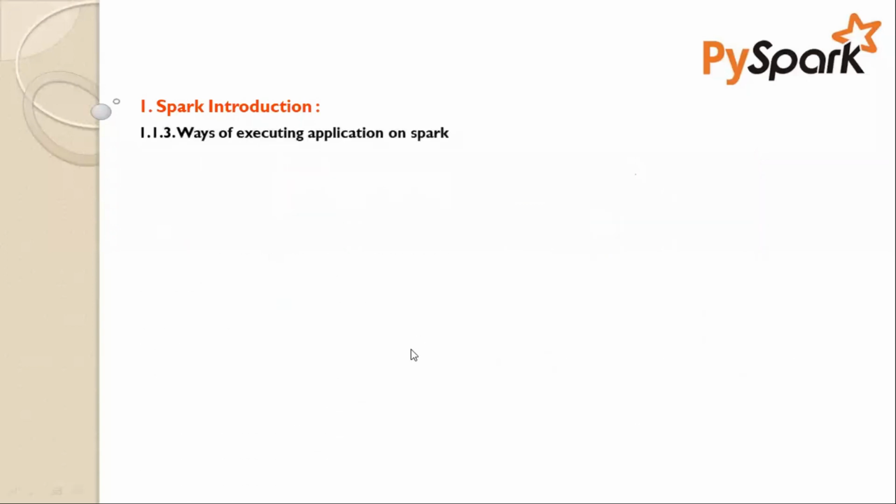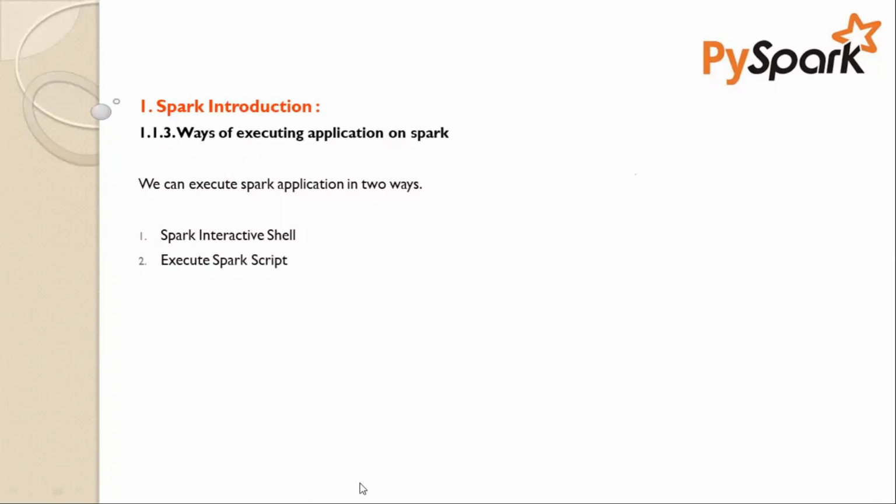Ways of executing a Spark application: I already told you we can execute majorly in two ways. One is through the interactive shell, which we have just seen. The second is to execute a script directly on a cluster. Interactive mode you know very well, but how we can execute a Python file or PySpark file in script mode, we will see practically going forward. If anybody asks you about modes of submission, you are supposed to say these two modes.